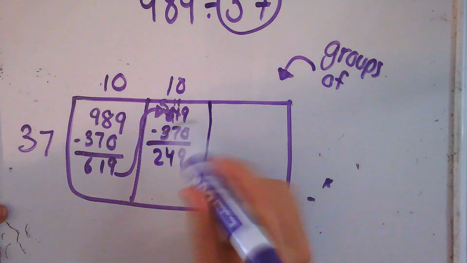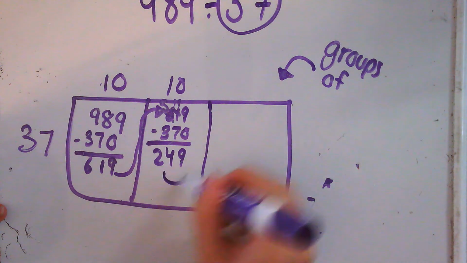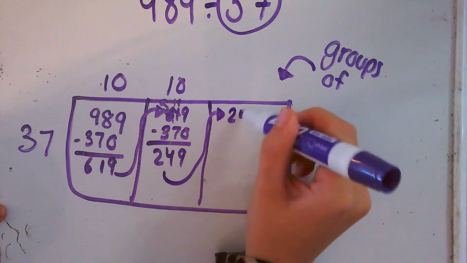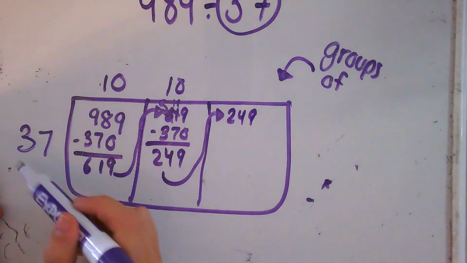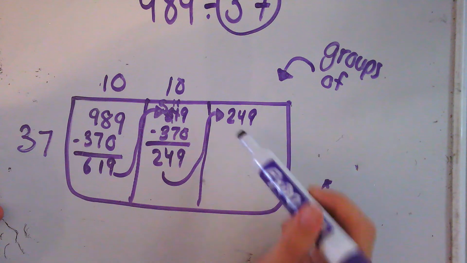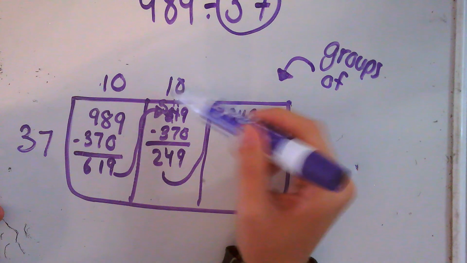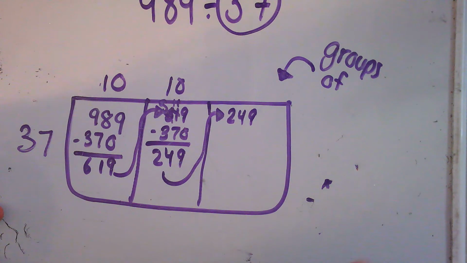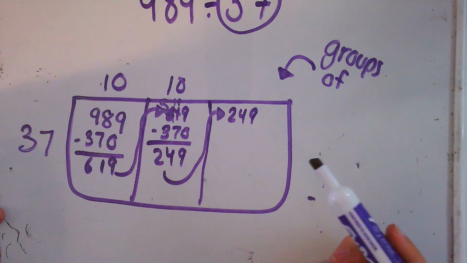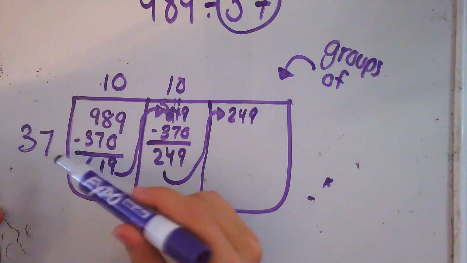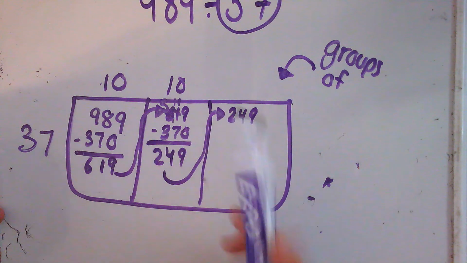Take a minute to pause this video and make sure you are up to this step. Okay, now we're going to take our 249 and bring it up here. Okay. We need to think about how many groups of 37 we can take out of 249. Now we know we cannot take out 10 groups. Why can't we take out 10 groups? Think about that for a second. You can pause the video if you need to. If you said we can't take out 10 groups of 37 because that's 370 and that's way too much, then you're correct. So let's try taking out 5 groups.